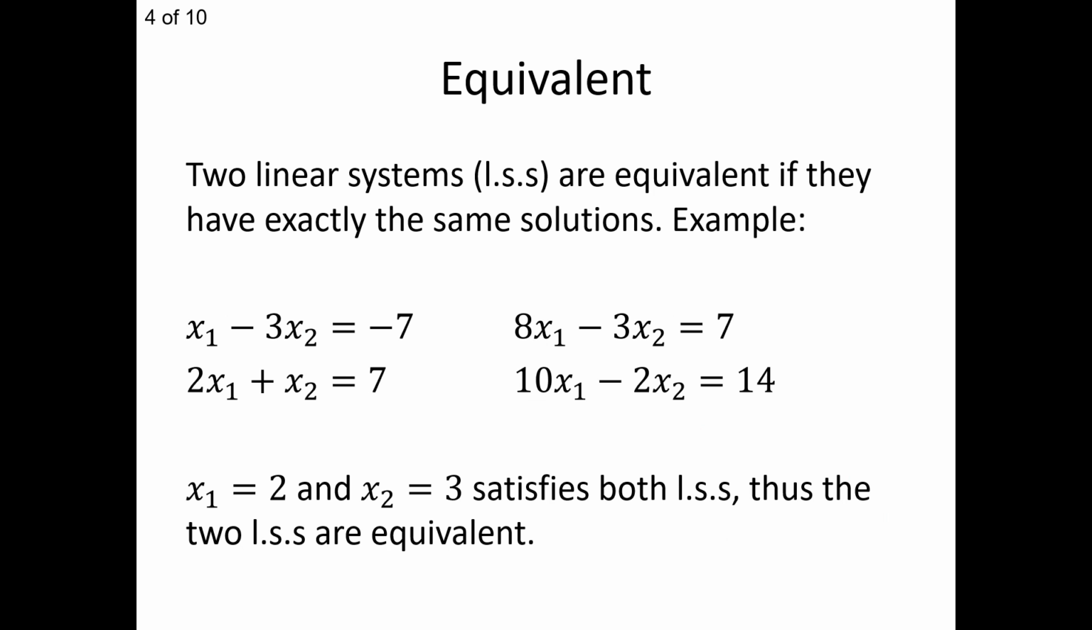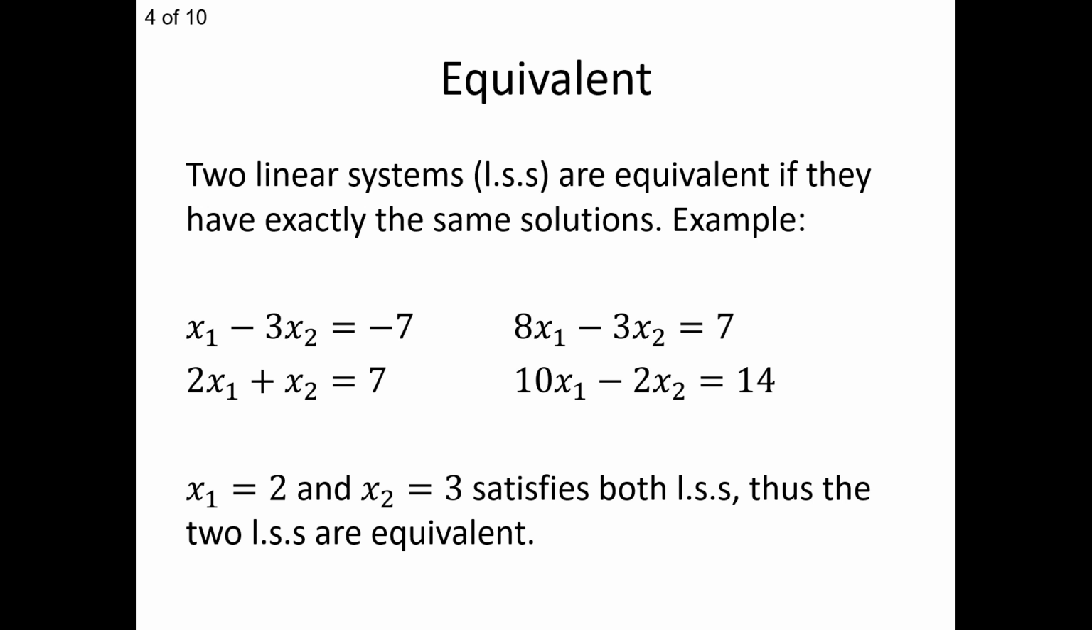Let's talk about equivalency within our systems. Two linear systems are equivalent if they have exactly the same solutions. If you take a look at these two systems down here, the first one on the left: x sub 1 minus 3x sub 2 equals -7, 2x sub 1 plus x sub 2 equals 7. That has a solution: x sub 1 equals 2 and x sub 2 equals 3. And the system on the right: 8x sub 1 minus 3x sub 2 equals 7, and 10x sub 1 minus 2x sub 2 equals 14. Those same solutions satisfy that one, which means these two systems are equivalent.